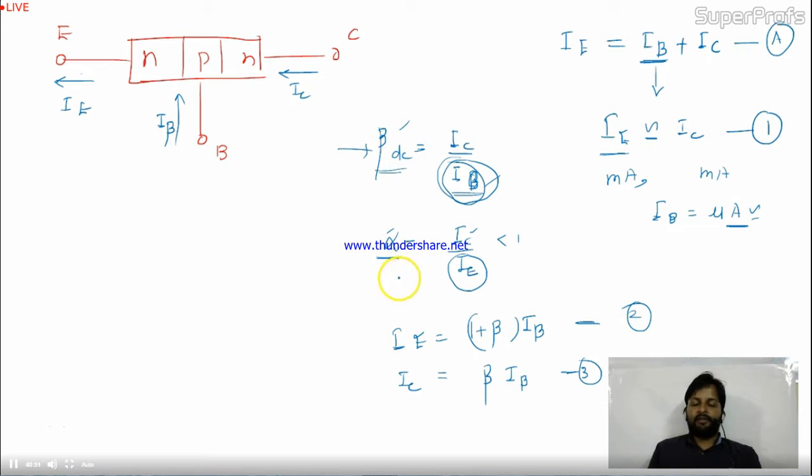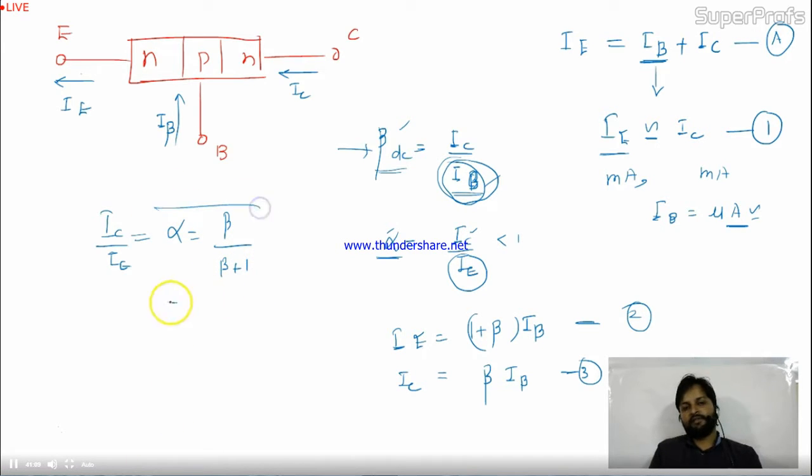So if you want the relation between alpha and beta, you need IC and IE, just divide these two. So IC by IE, when you divide these, you get alpha, and alpha is beta divided by beta plus 1. So this is the relation between alpha and beta. Is it okay? So these are some parameters or equations related to the transistor.